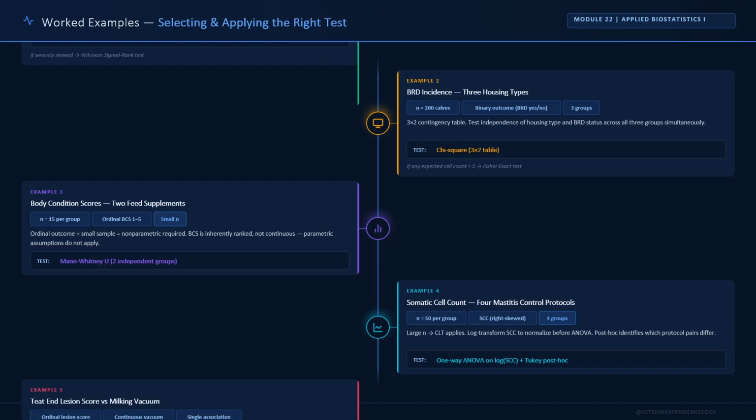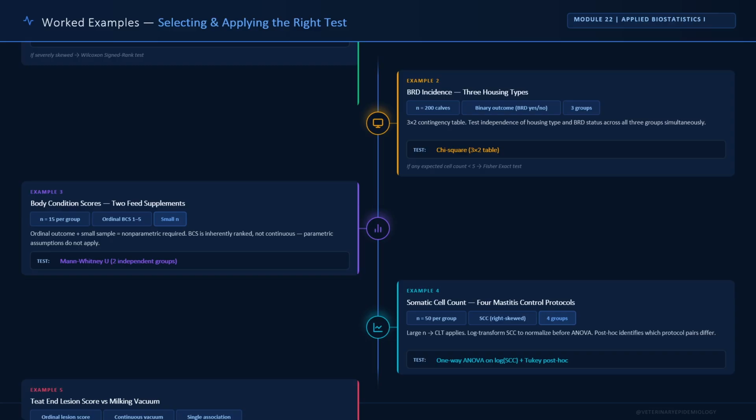All right, let's put it all together with some worked examples because test selection is exactly what the boards love to probe. Example 1, milk yield before and after a feed additive in the same cows. That's paired data, so paired t-test. And if it's badly skewed, you fall back to Wilcoxon. Example 2, BRD across 3 housing types. Those are counts in a contingency table, so chi-square, dropping to Fisher exact if any expected cell is under 5.